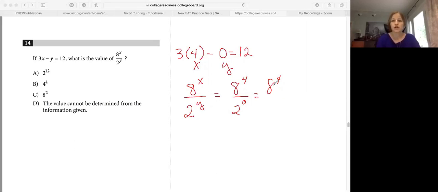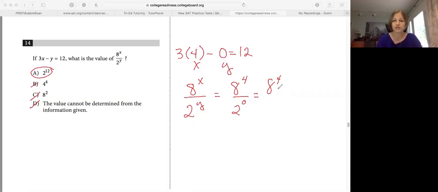Now at this point, I could do two things. I could go to my answer choices and use process of elimination. Let's start there. So 8 to the 4th. I'm not going to figure out what 8 to the 4th is because it's a big number and I don't have my calculator. But I know that I found a value, right? So D is not correct because the value was determined. 8 squared has to be less than 8 to the 4th, so that's not it. And 8 to the 4th is bigger than 4 to the 4th, right? So that's not it. So I'm only left with A.